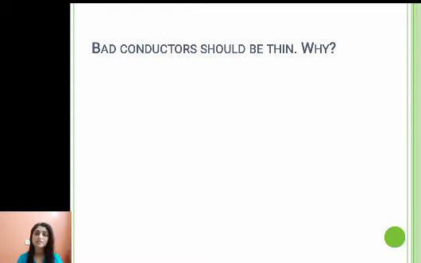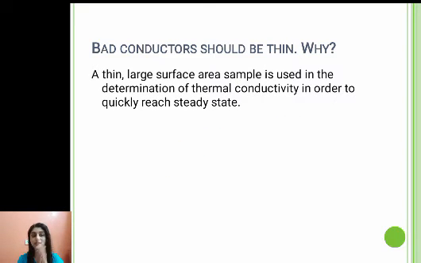Now, the sample in this particular experiment, whatever insulator material we use, should be very thin. So generally we use cardboard, suppose. So the cardboard material should be very thin. So why is that condition? A thin large surface area sample is used in the determination of thermal conductivity in order to quickly reach steady state. This is one reason, and another reason is if the sample is thin, then the loss of heat through the sides of the insulating sample will be very less. So that is the second reason.